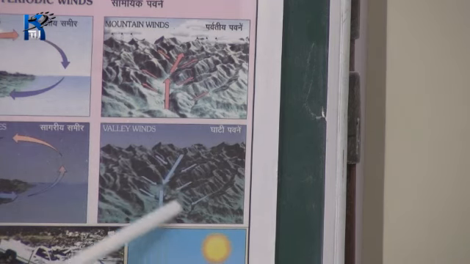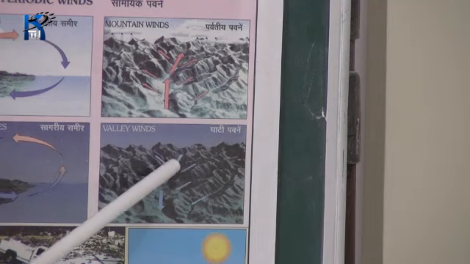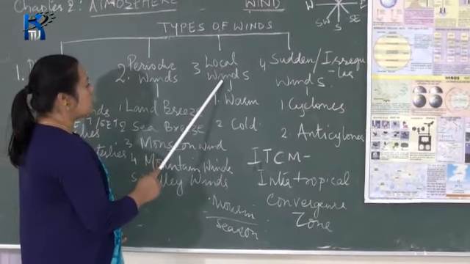And at the bottom prevails the low pressure. So wind tends to move from the top towards the valley. Another type of wind is local wind.